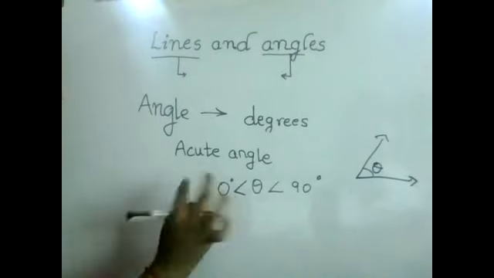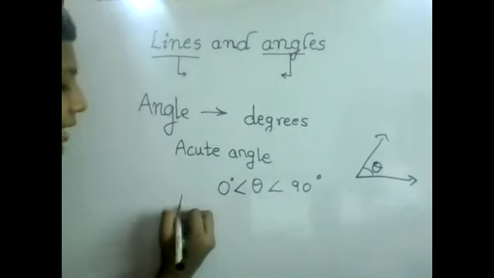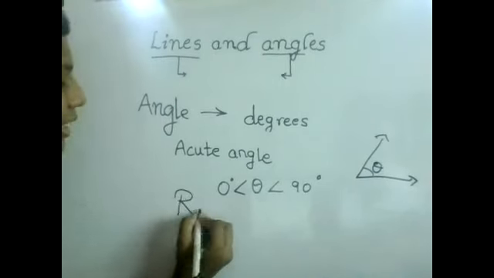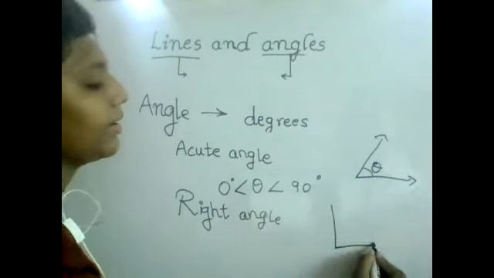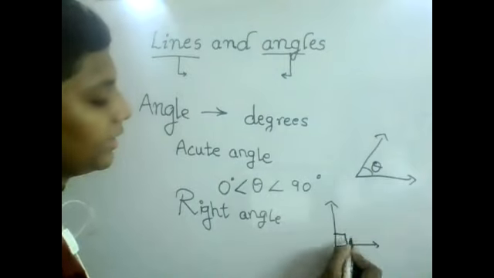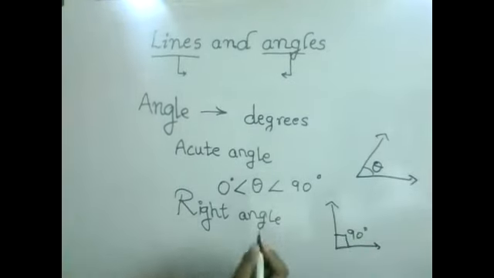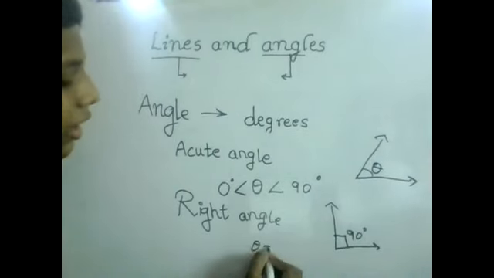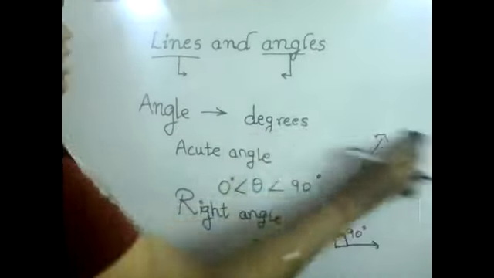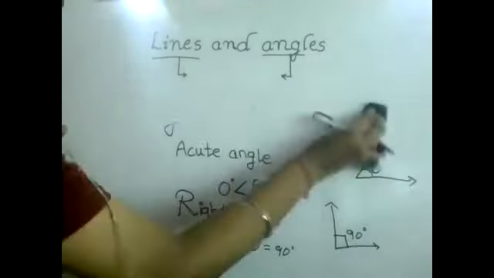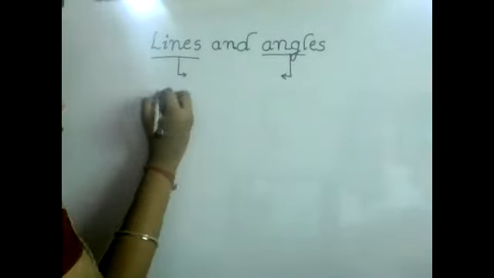Next is the right angle, and after the right angle we'll see the obtuse angle. So what is a right angle? When the angle between the two rays is 90, then we call it a right angle. Theta will always be equal to 90. The third type of angle we are going to see is the obtuse angle.